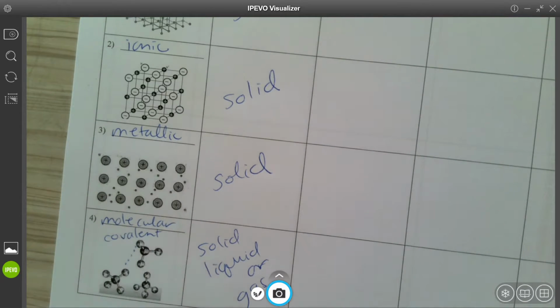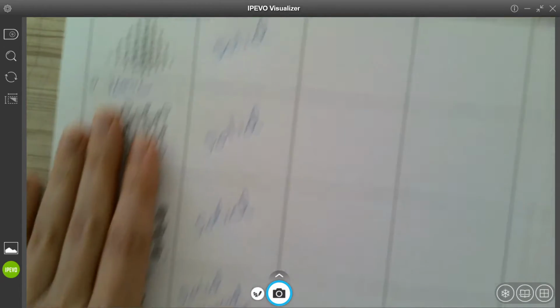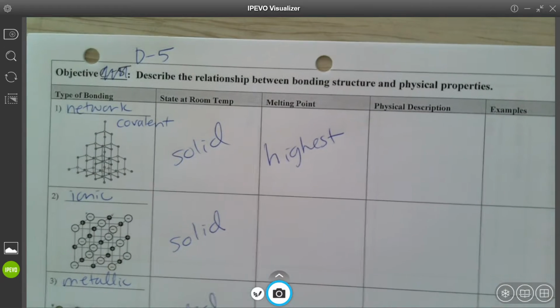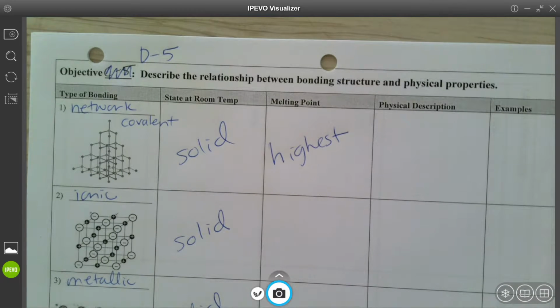Melting point. Okay, like you guys predicted in the Do Now, and you were correct, network covalent has the highest melting point, okay? Has anyone ever melted a rock? Or a diamond? No, right? Rocks melt when they're in the center of the earth, and you have molten rock or whatever, but it's very, very, very hard to melt a network covalent substance. You would actually have to break that covalent bond.